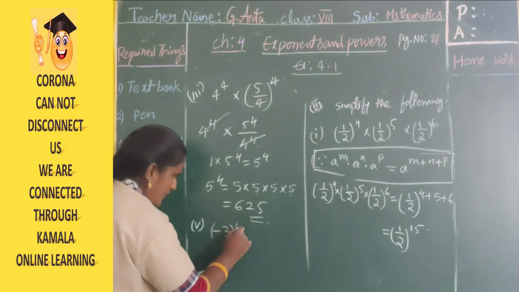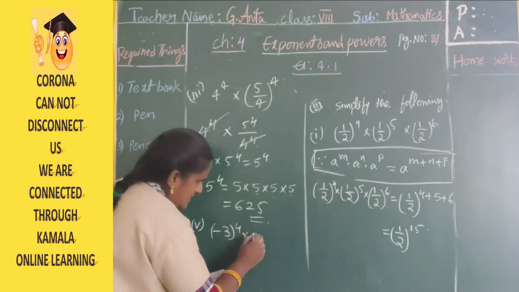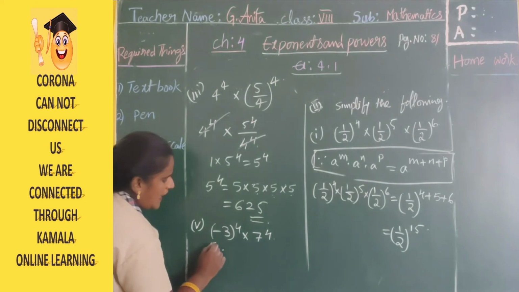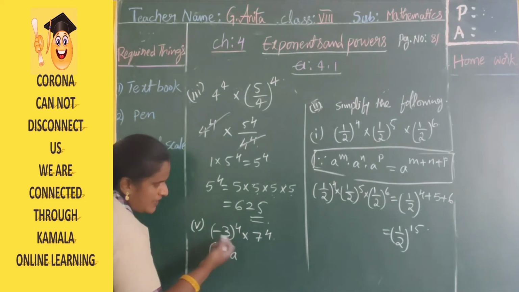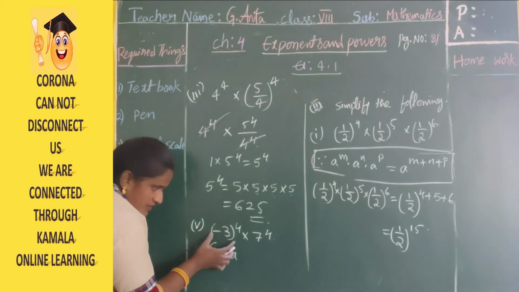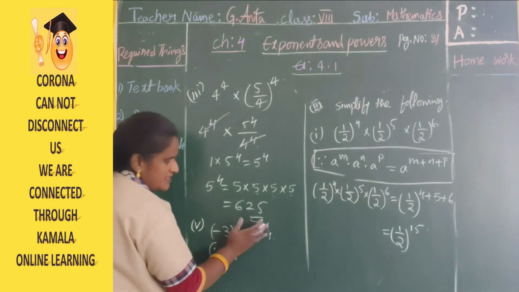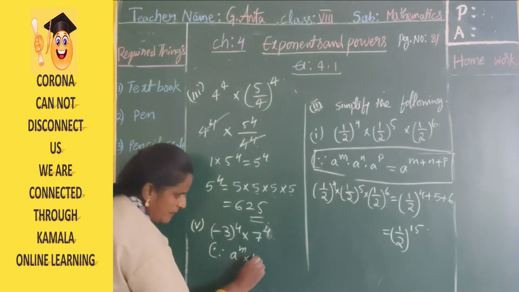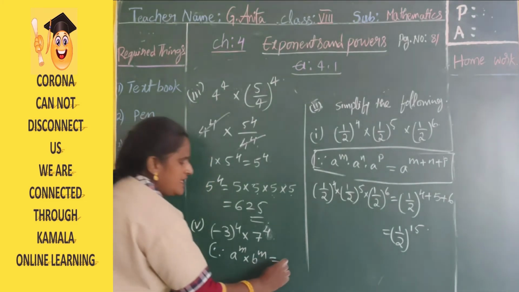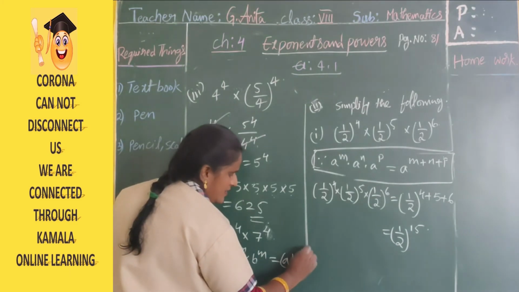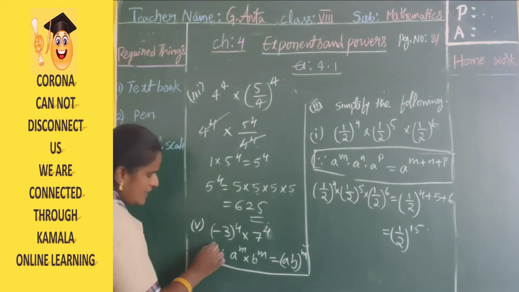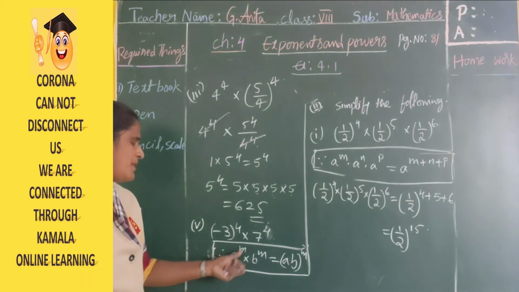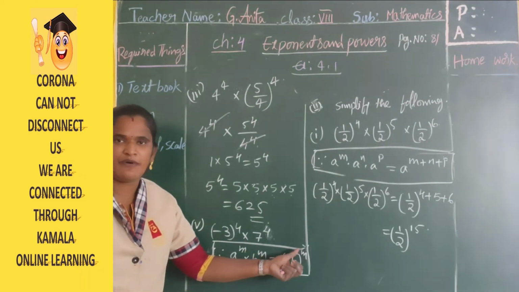(-3)^4 into 7^4 is given. You observe here, bases are different, powers are same. So a^m into b^m should be equal to (ab)^m, we are applying. Here powers are same, bases are different. So a^m into b^m is equal to (ab)^m.